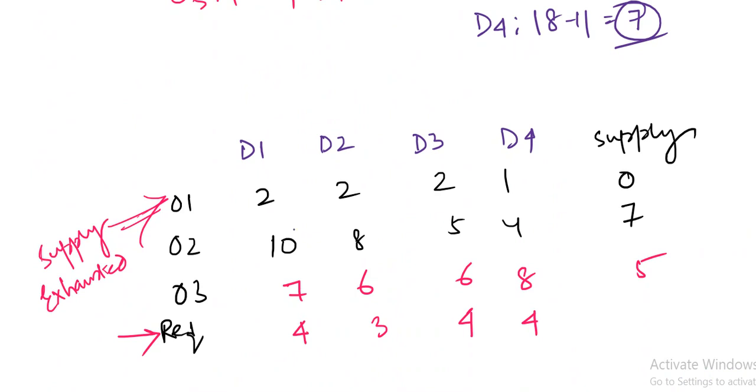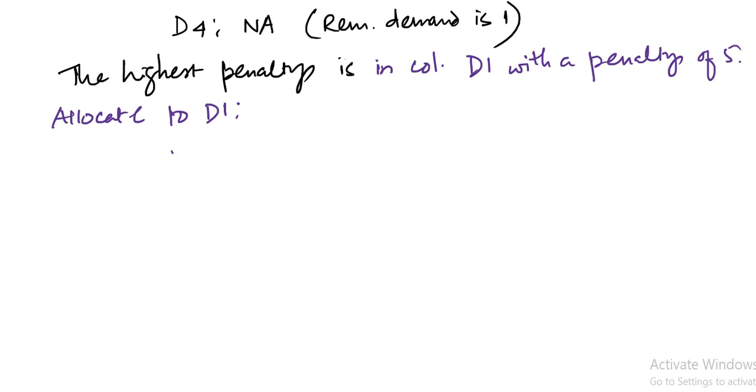Origin 2 of cost 10, this is the cost, and allocate 4 units since demand d1 is 4 and supply O2 is 7. So update this table again.